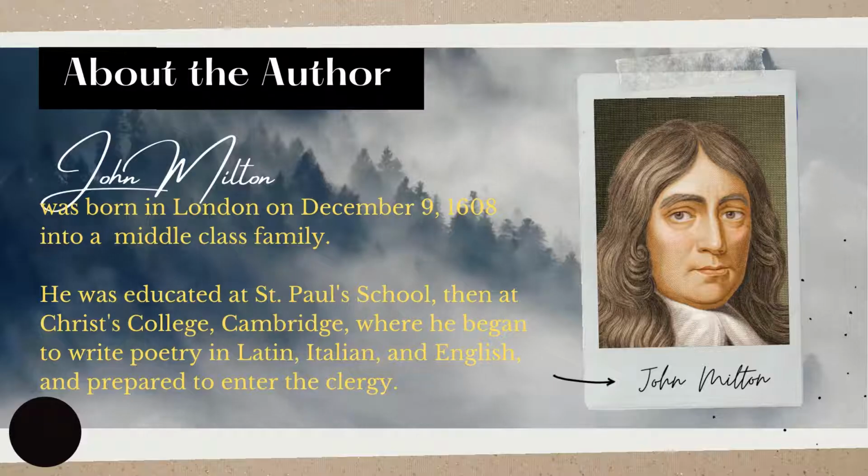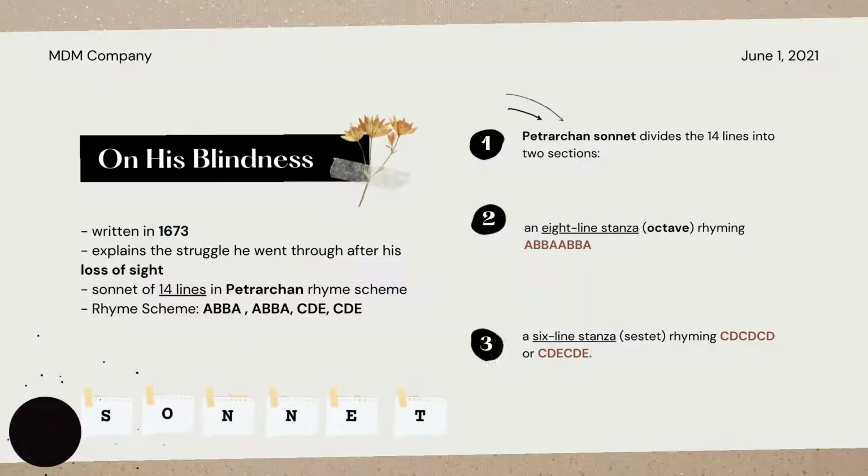Who is John Milton? According to the description here, he was born in London on December 9, 1608, in a middle-class family. He was educated at St. Paul's School, then at Christ's College, Cambridge. He began to write poetry in Latin, Italian, and English, and prepared to enter the clergy. Additionally, he wrote at a time of religious flux and political upheaval, and is best known for his epic poem Paradise Lost. What is the poem all about?